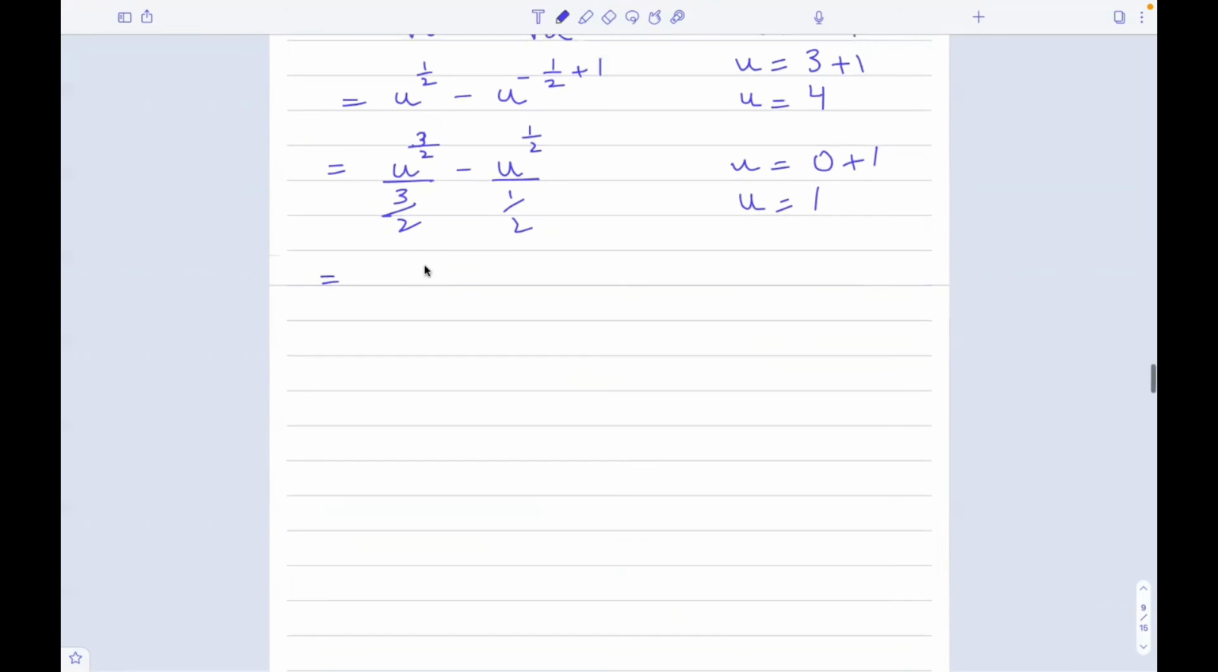So u to the power 3 upon 2 divided by 3 upon 2 becomes 2 upon 3 u to the power 3 upon 2 minus 2 u to the power 1 upon 2. The limits are 4 and 1.